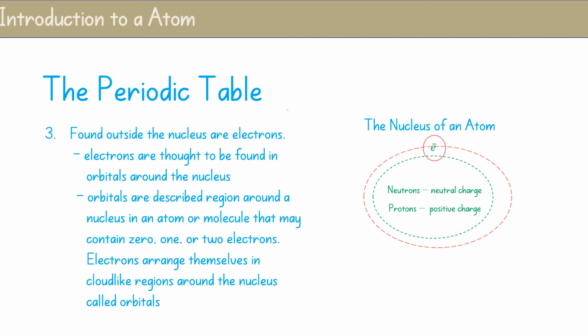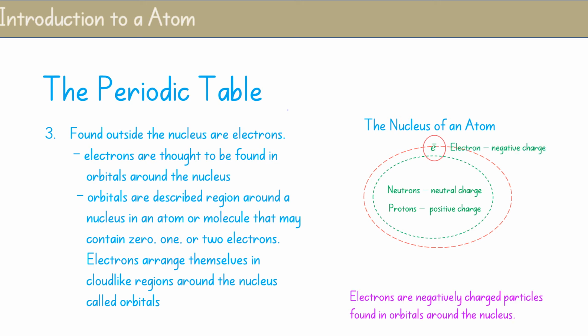We will use the symbol E with a line above it to indicate an electron. In this diagram, we have one orbital with one electron in it. This could represent hydrogen. So let's recap. Electrons are negatively charged particles found in orbitals around the nucleus.